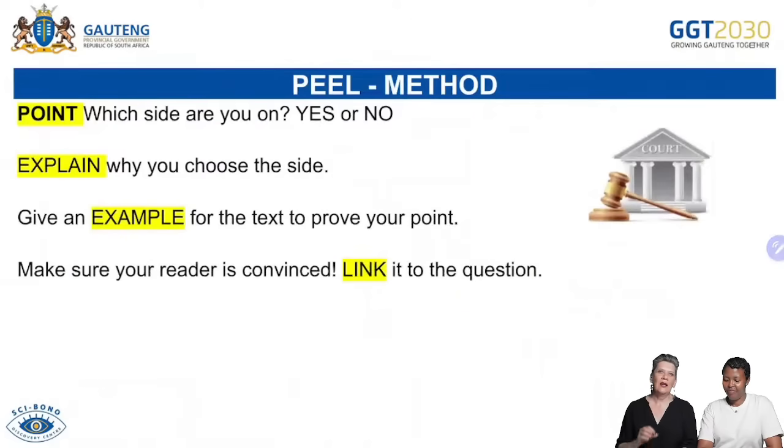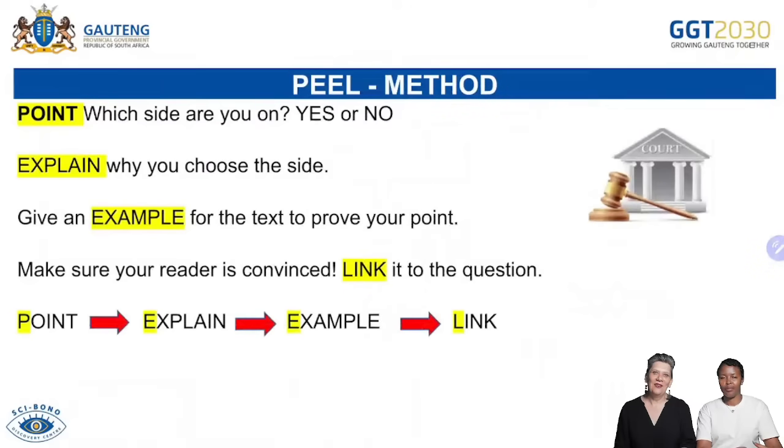Very important. You always have to go back to the text. Yes, we are interested in your opinion, but we're more interested to see whether you're able to take evidence from the text to prove your point and make sure you convince us. So that's appeal, point, explain, example, and link. And link, exactly.